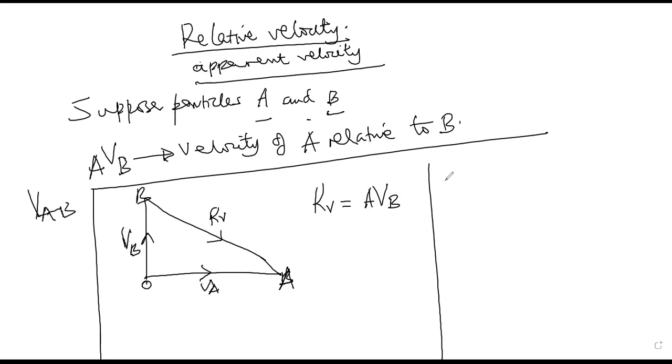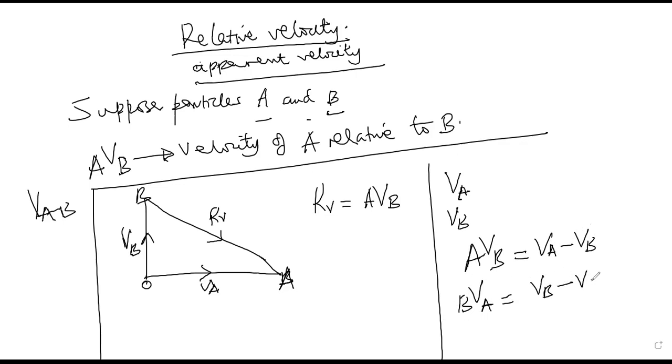With the vectorial approach, we ensure that if particle A is moving with velocity VA and particle B is moving with velocity VB, then the velocity of A relative to B is denoted as AVB and is equal to velocity of A minus velocity of B. Similarly, the velocity of B relative to A is the velocity of B minus velocity of A. I want you to know that velocity of A relative to B is never equal to velocity of B relative to A. So they are not equal.